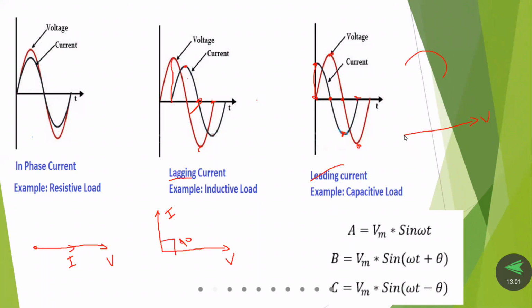So then the current vector we are representing here as 90 degrees leading, at an angle of 90 degrees. So this is the phasor representation for the in phase, lagging and leading concepts.